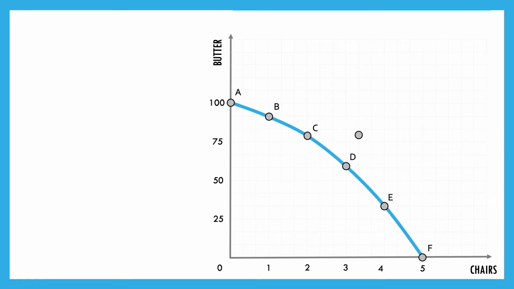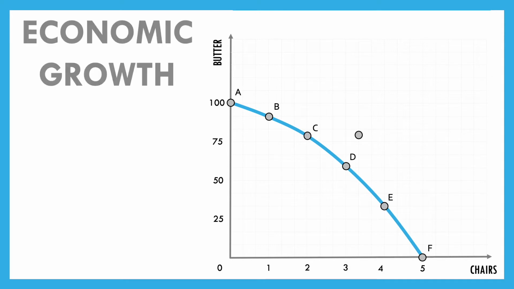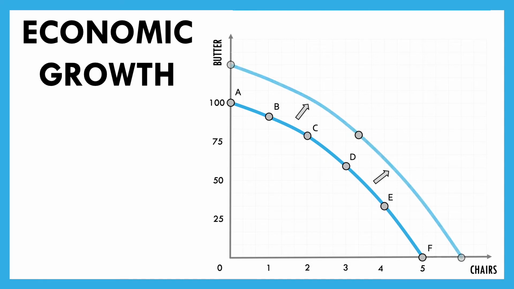Because I had told you before that one of the rules we were going to play by is that all of our resources were fixed, both in quantity and quality. Well, what happens when those become unfixed? Well, what we see is that we could have our economy or our country experience economic growth. And what that would look like is that our ability to produce either butter or chairs would increase. And what we would see then is our production possibilities curve shift outward, where we're now able to achieve points that we weren't able to achieve before.